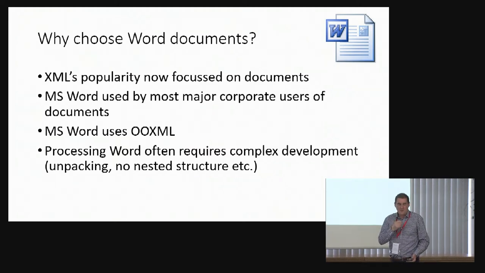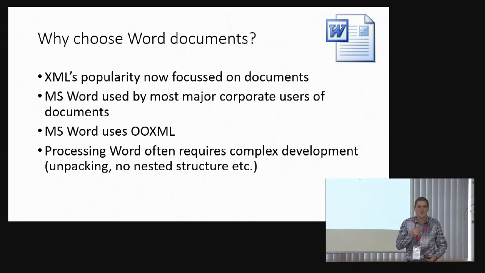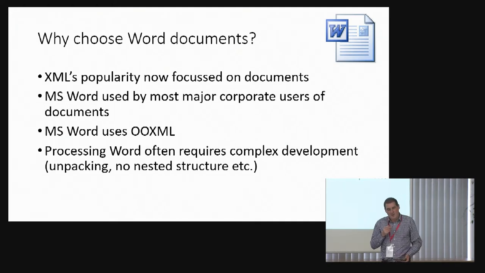So Microsoft Word, as everyone here knows, uses OpenOffice XML, or Office Open XML, I always get confused. Processing Word is often complex because it's such a flat structure, but we want to do rich things with it. It's got difficult mechanisms for encoding its styling and its information. It's all packed up within a docx, which is, as you know, just a zip. And so it was going to give us an interesting challenge and interesting things to do.